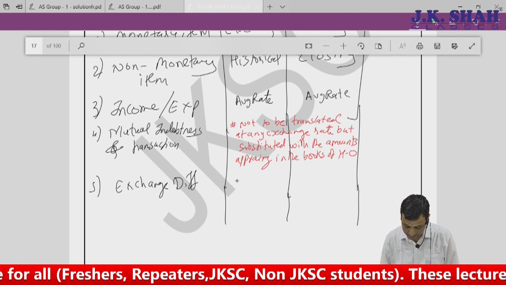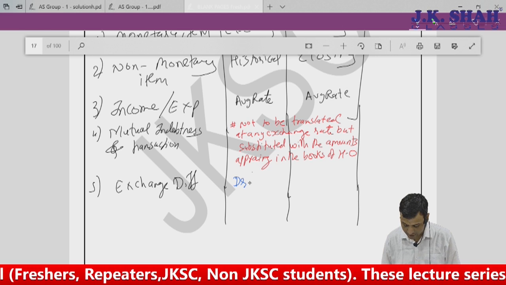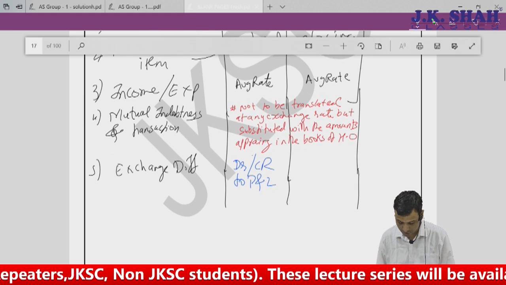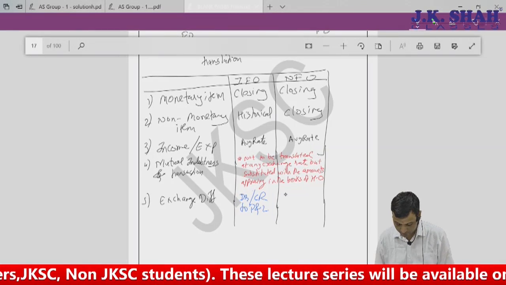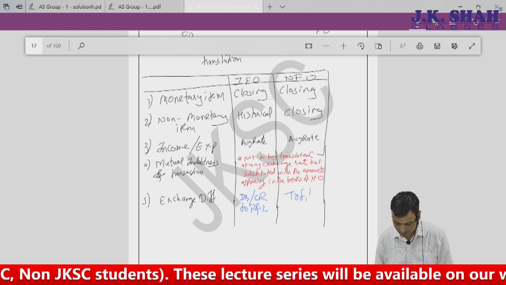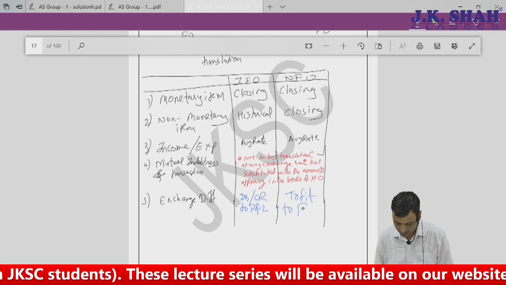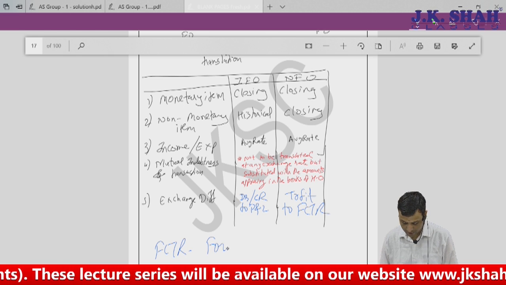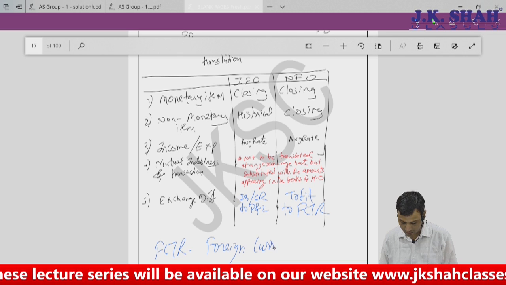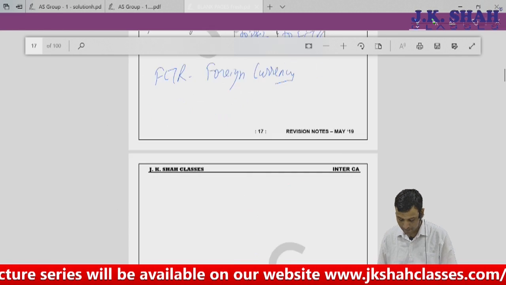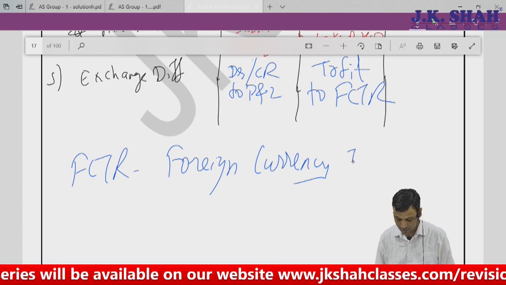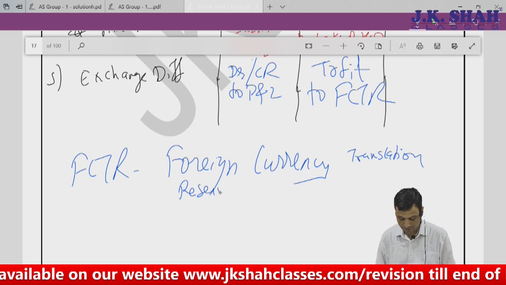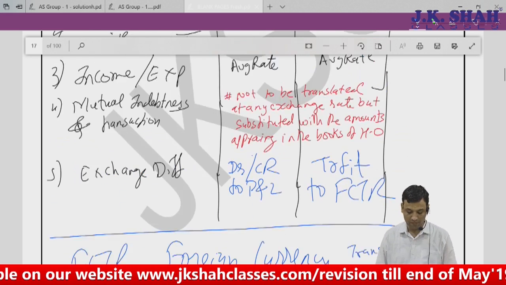It says debited or credited to profit and loss account. If it is NFO, we transfer it to FCTR. That is, FCTR is nothing but foreign currency translation reserve. Yeah. Exchange difference. Why do we have exchange difference?